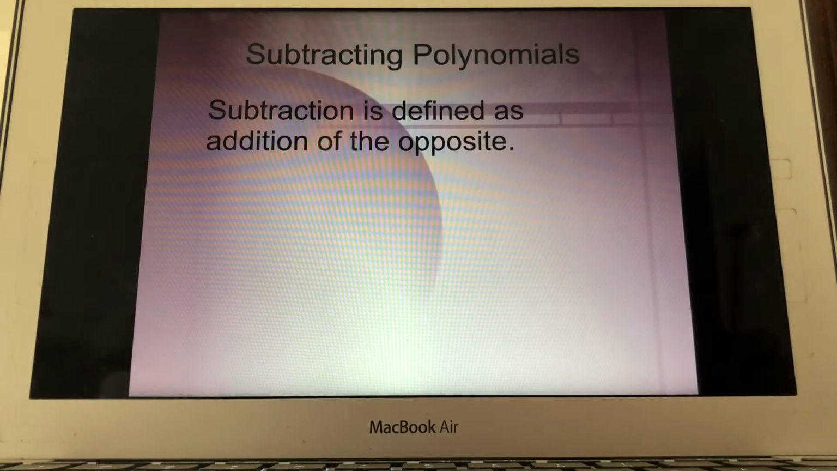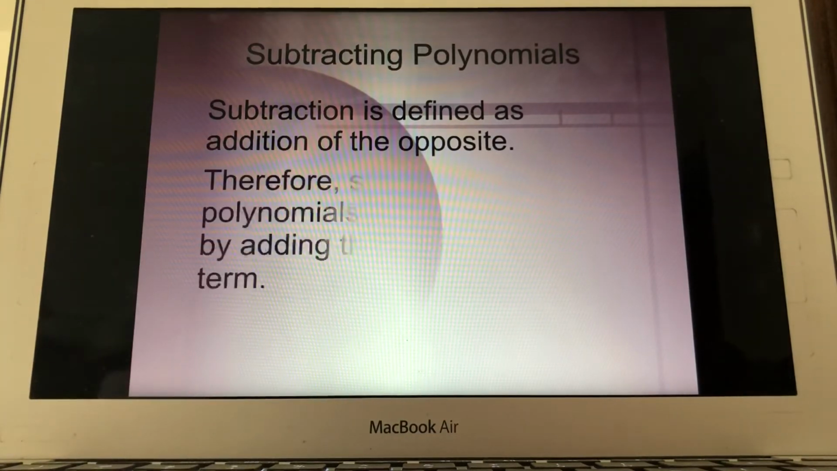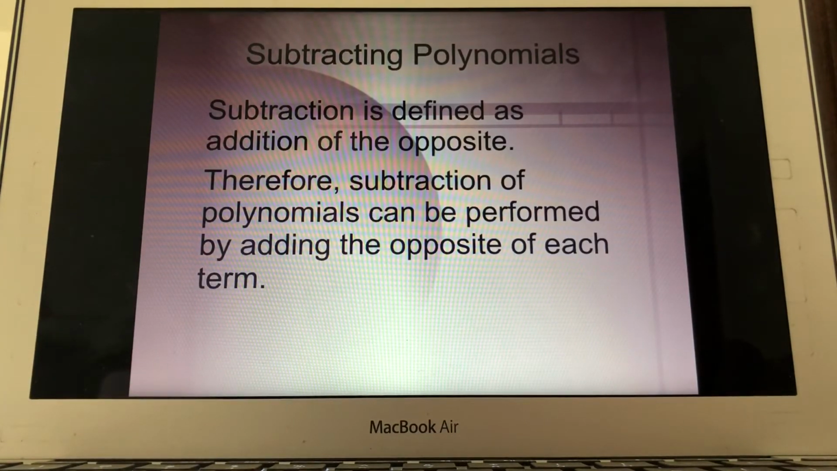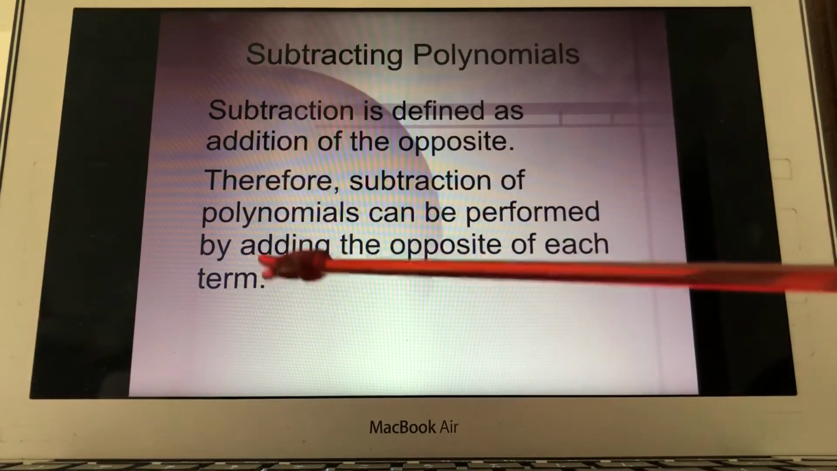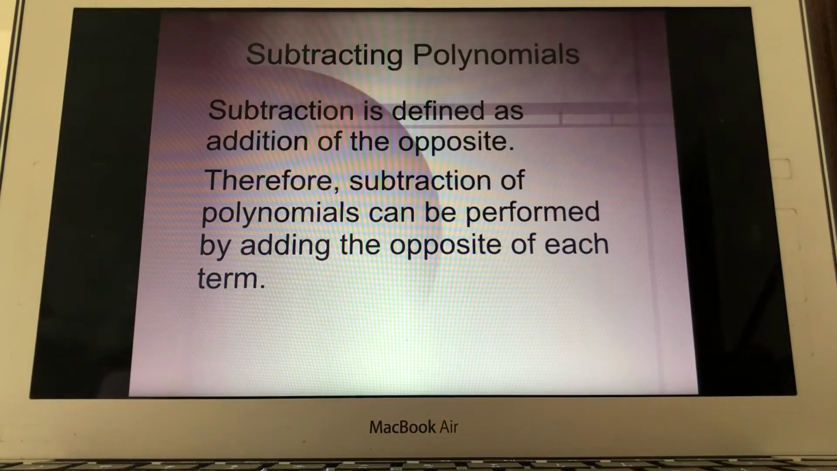Subtracting polynomials now is defined as addition of the opposite. You're adding opposite numbers, okay? So therefore, subtraction of polynomials can be performed by adding the opposite of each term. And sometimes if we look at it as adding, our mind seems to be able to grasp that a lot more easily than subtraction. And so if we think of subtraction as adding opposite terms, maybe that will help simplify things for you.